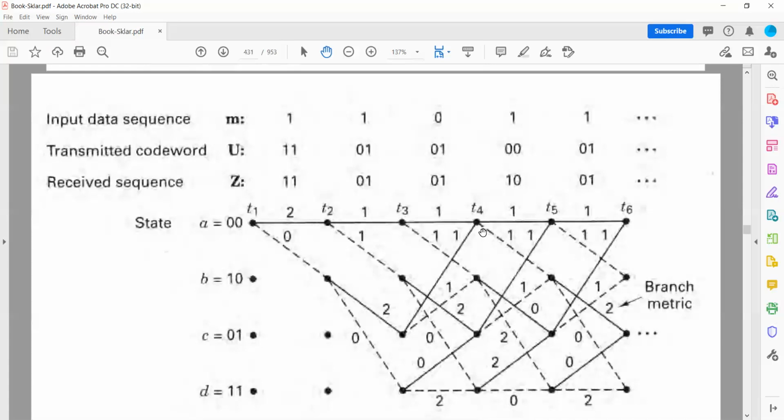The Viterbi algorithm says that when two paths are entering one of the nodes, one of the paths will survive. The other path will not survive. Now, which path will survive? The path with the minimum state metric will survive. At this point, what is the state metric? 2 plus 1 plus 1. The state metric is 4. For this path, what is the state metric? 1 plus 2. 3 is the state metric. So this path will survive and this path will be rejected.